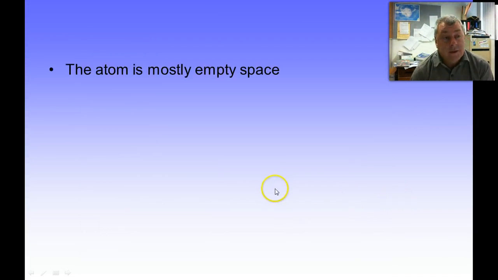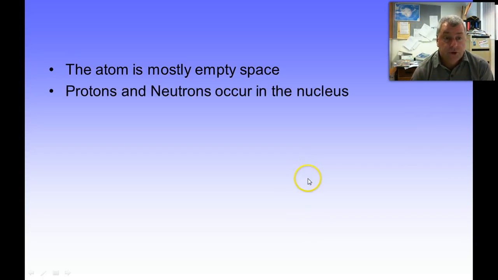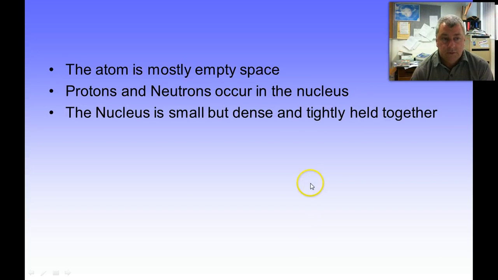And so that's my point. Atoms are mostly empty space. We're made up of atoms, and we're mostly empty space. Protons and neutrons occur in the nucleus. The nucleus is small but dense and tightly held together.